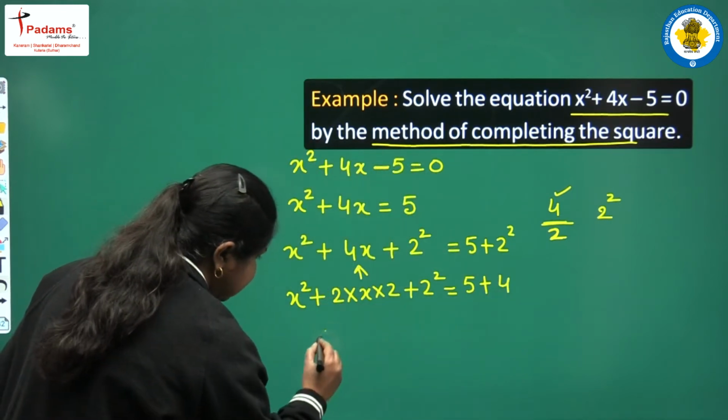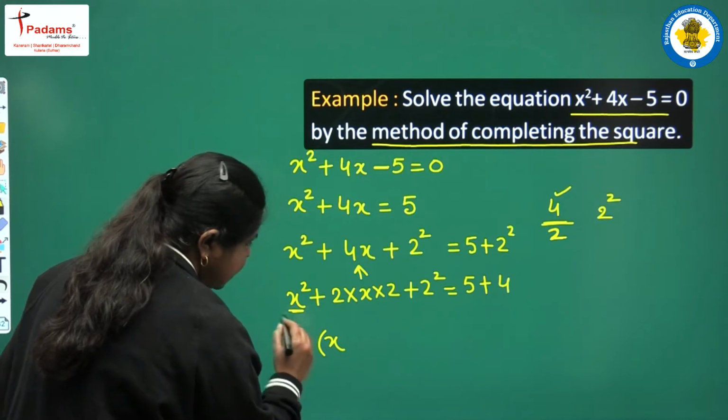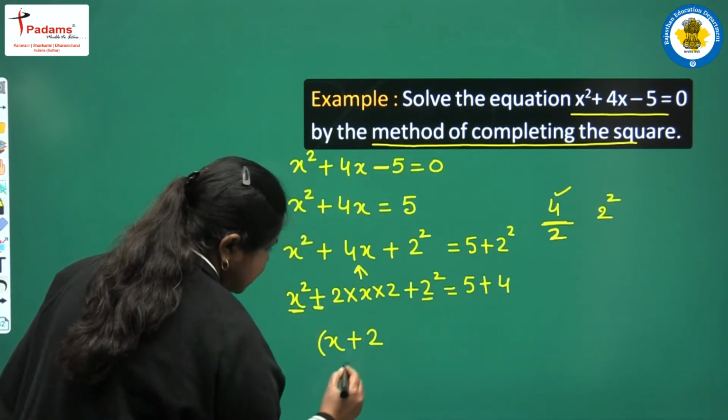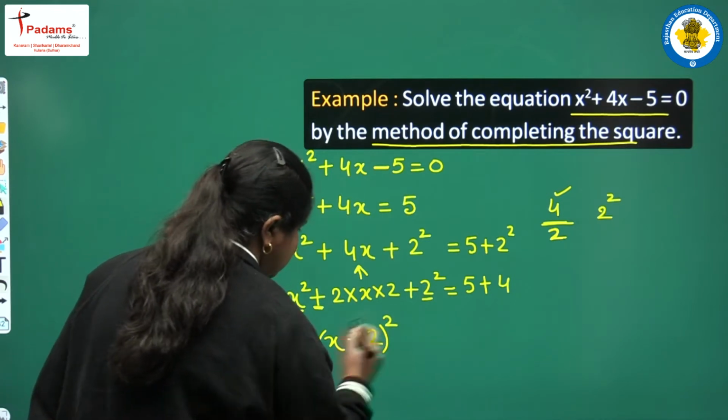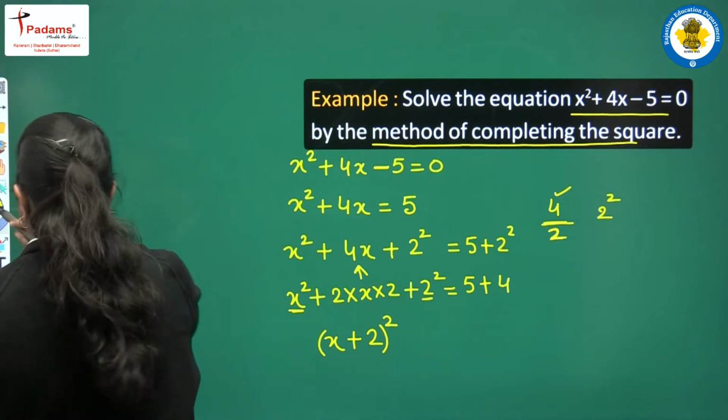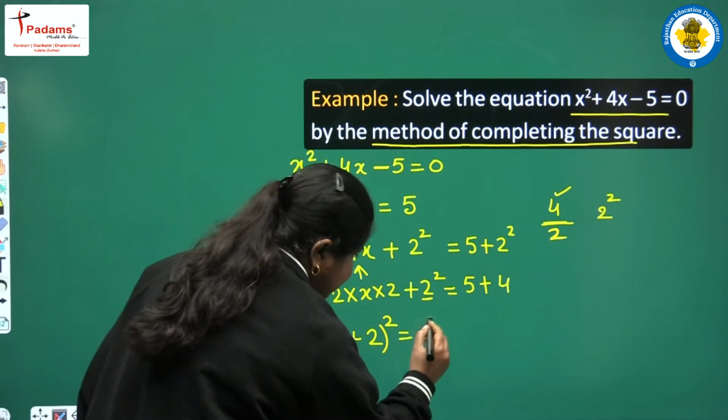Here we can write x, taking it from here, 2 take it from here, and then since it is plus we will take it plus here. So x plus 2 whole square. Getting the point here? This is equal to 9.